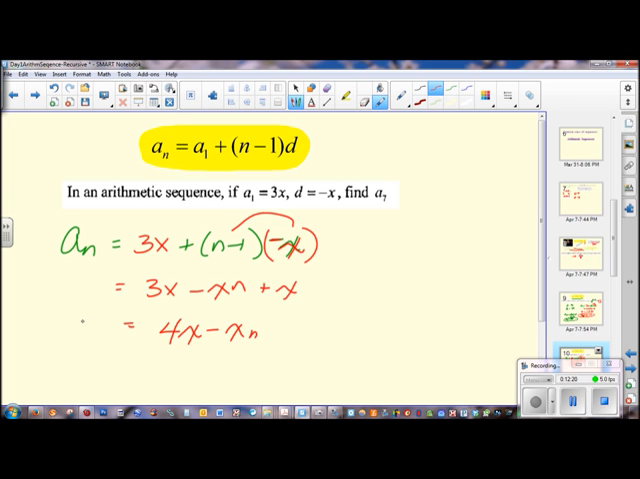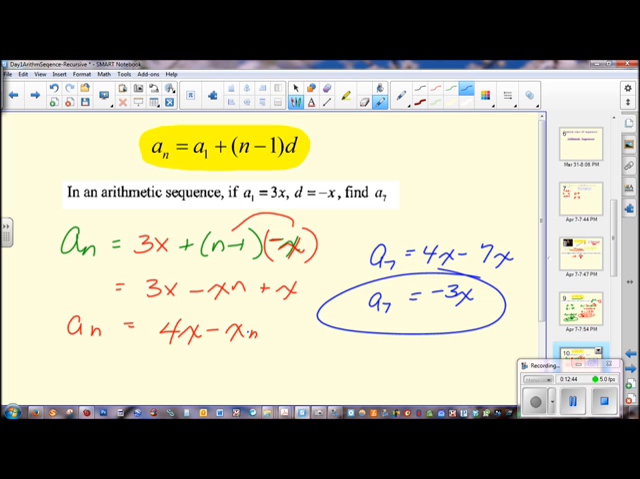And we have to find a sub 7. Finding a sub 7 is going to be in terms of x because we can't get rid of those x's. So a sub 7 is going to be equal to 4x minus, and that was an x times n in there. So a sub 7 means n is 7. 7x, 4x minus 7x gives me a minus 3x. So that one involves a little bit of algebra because we took all the numbers out of it.